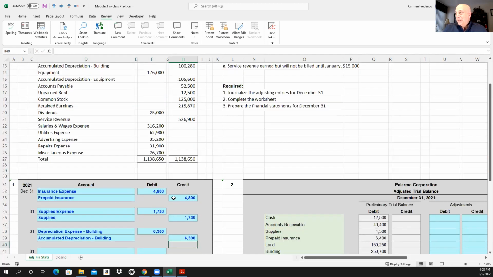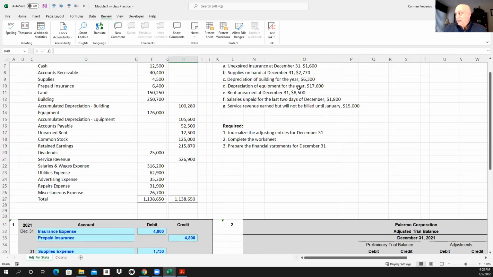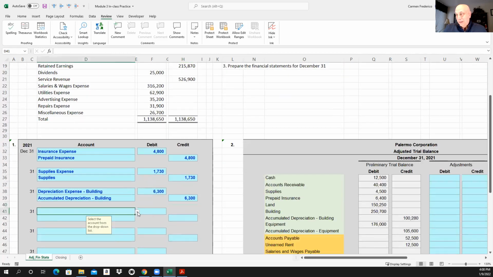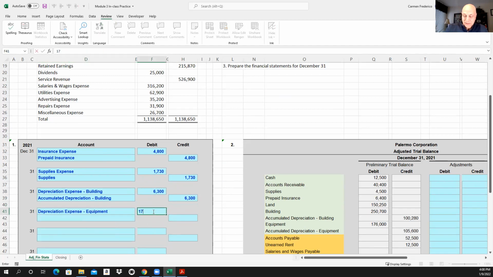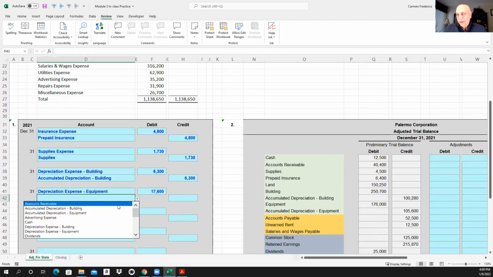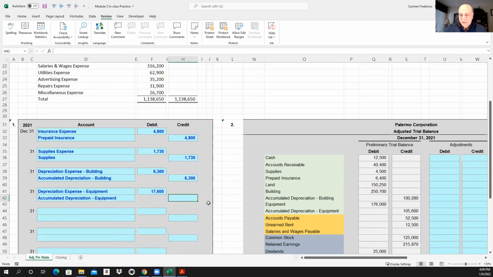Okay, let's keep going. So the next entry, depreciation of equipment, $17,600. Again, we find the account called depreciation on the equipment. Whoops, depreciation, where is it? Right there on the equipment. And that's $17,600. And we find that contra asset account called accumulated depreciation on the equipment, $17,600. Okay. Depreciation expense, accumulated depreciation. That's how you make the adjustments for depreciation of your property, plant, and equipment, or your fixed assets, capital assets. They all mean the same thing.